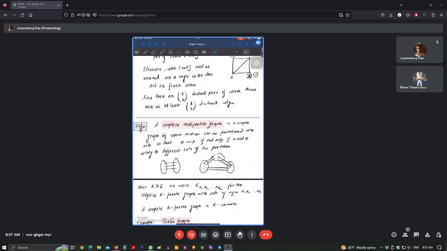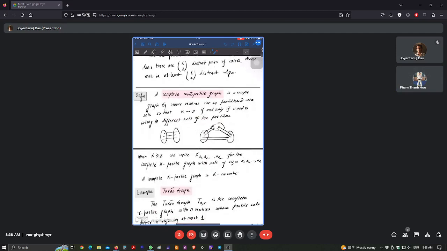It is a simple graph whose vertices can be partitioned such that we have adjacency only if u and v belong to different partitions. So u and v belong to different partitions, that is fine. And so this is the notation.